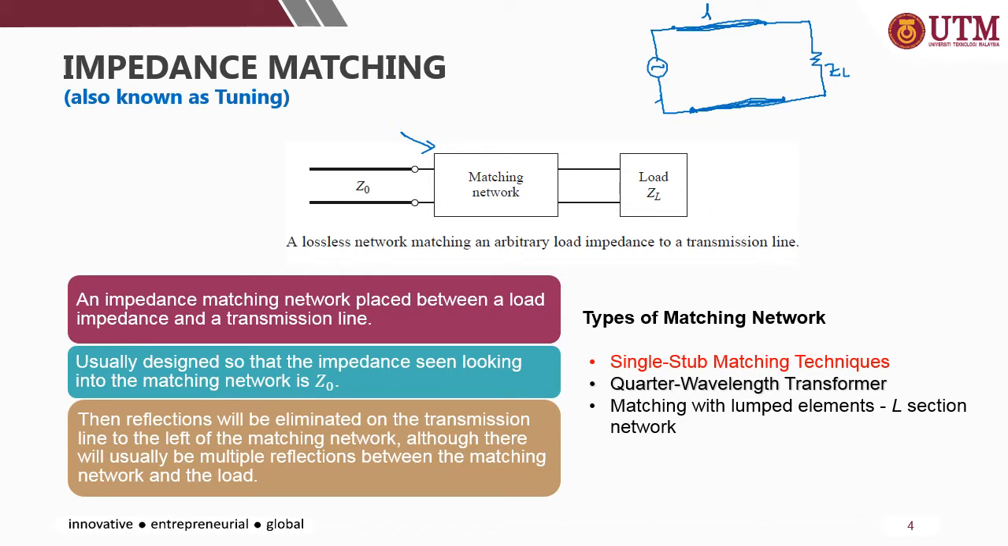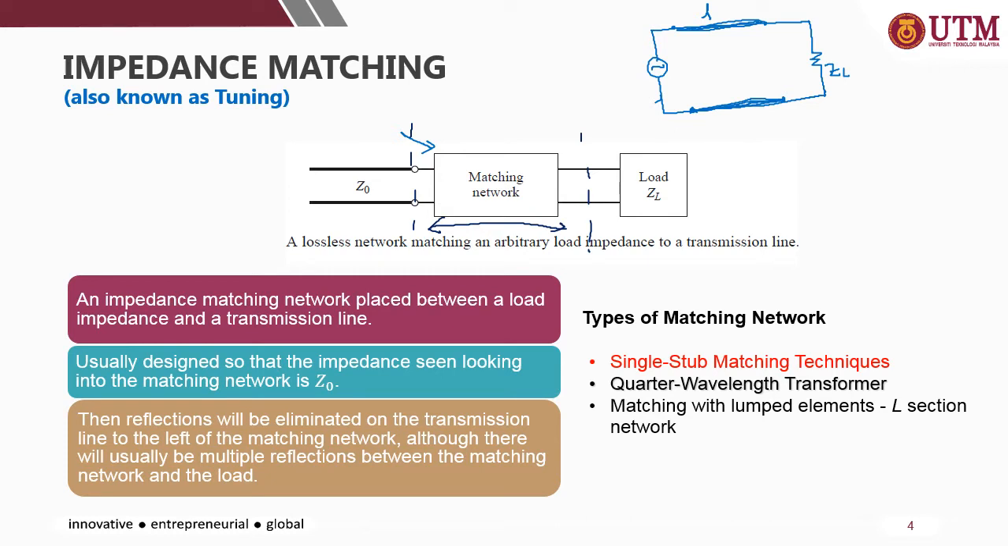Therefore, there could be power losses during the transmission. So to minimize or avoid reflection and power loss, a matching network is introduced in between the transmission line and the load. Okay, there are three types of matching network: single stub matching, quarter wavelength transformer, or lumped elements, also called the L-section network.